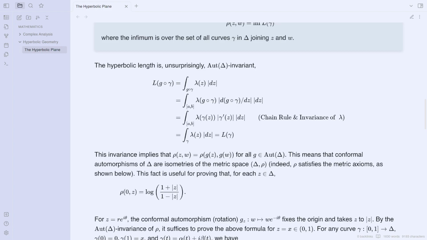Does A and B not change with G? So gamma is defined on A and B, so the domain of G composed with gamma is still going to be that interval. Okay. I hope that answers your question.